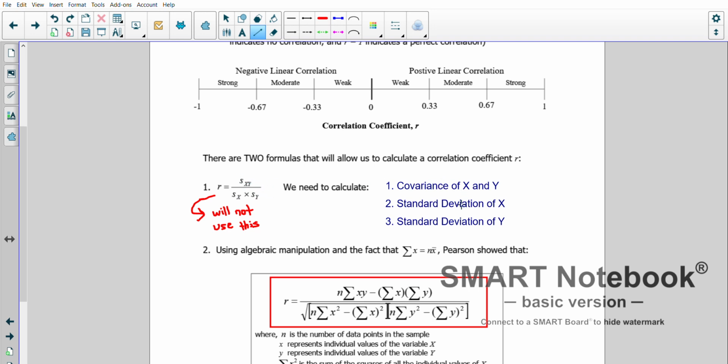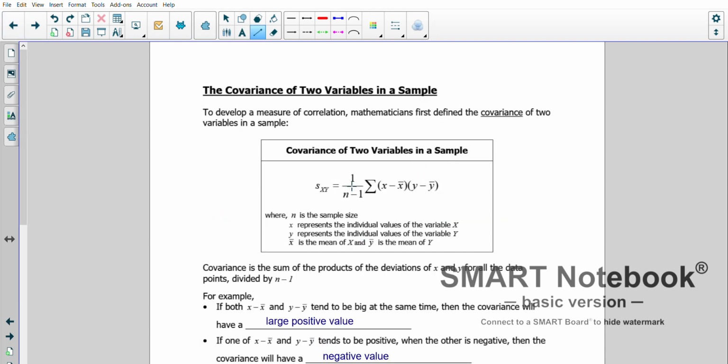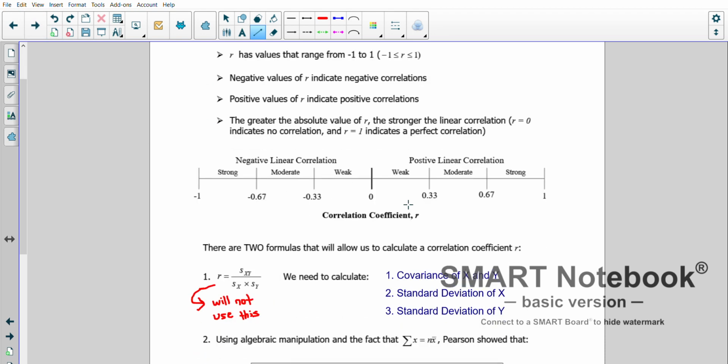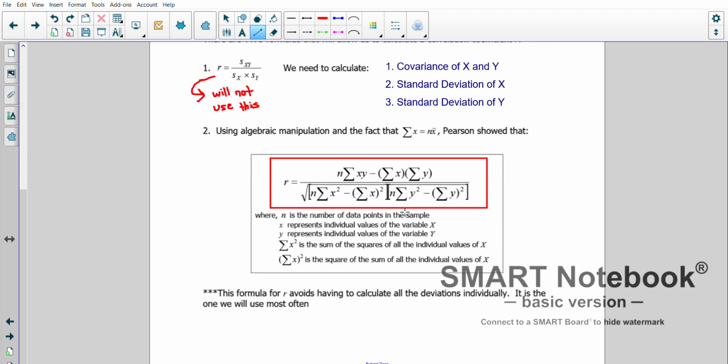So that's a lot of calculations. Just calculating the standard deviation of a variable is a lot of work. So you'd have to do that for both of the variables, and then also go back and use this formula for the numerator. Luckily for us, somebody has made the process a little bit easier.